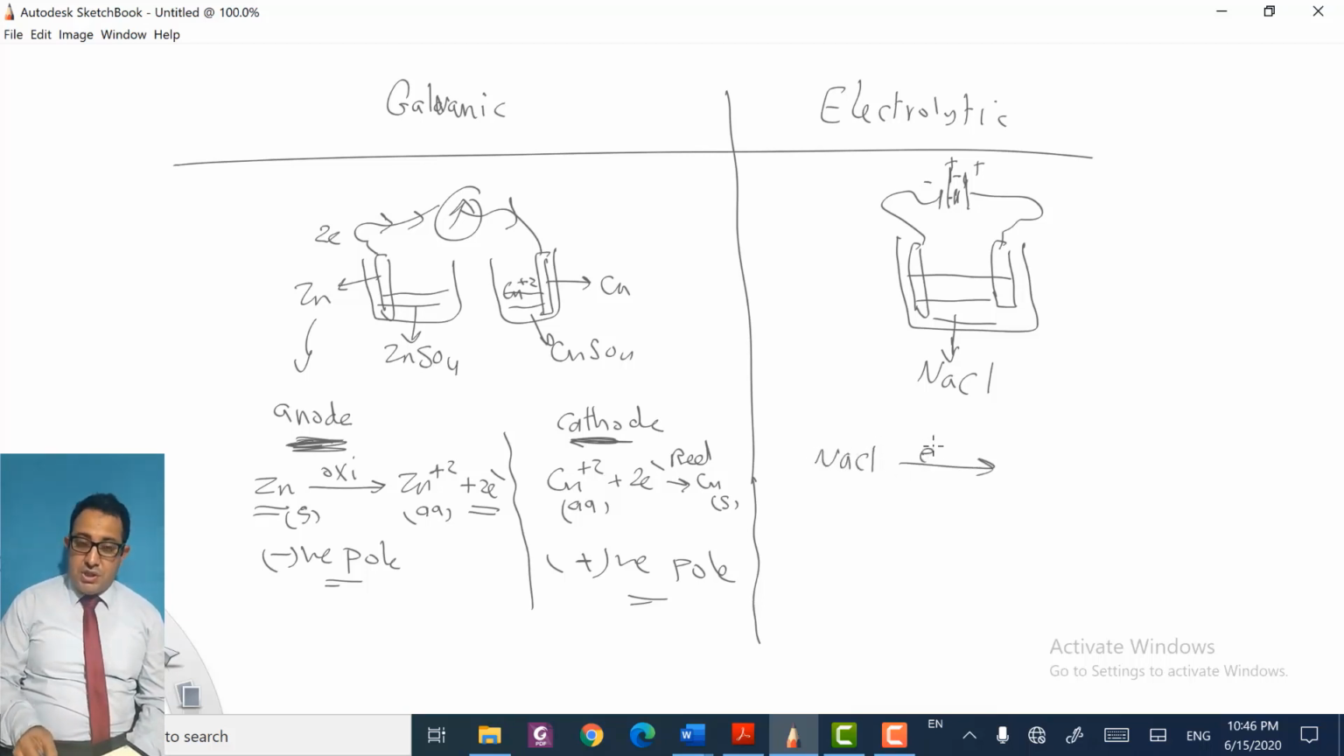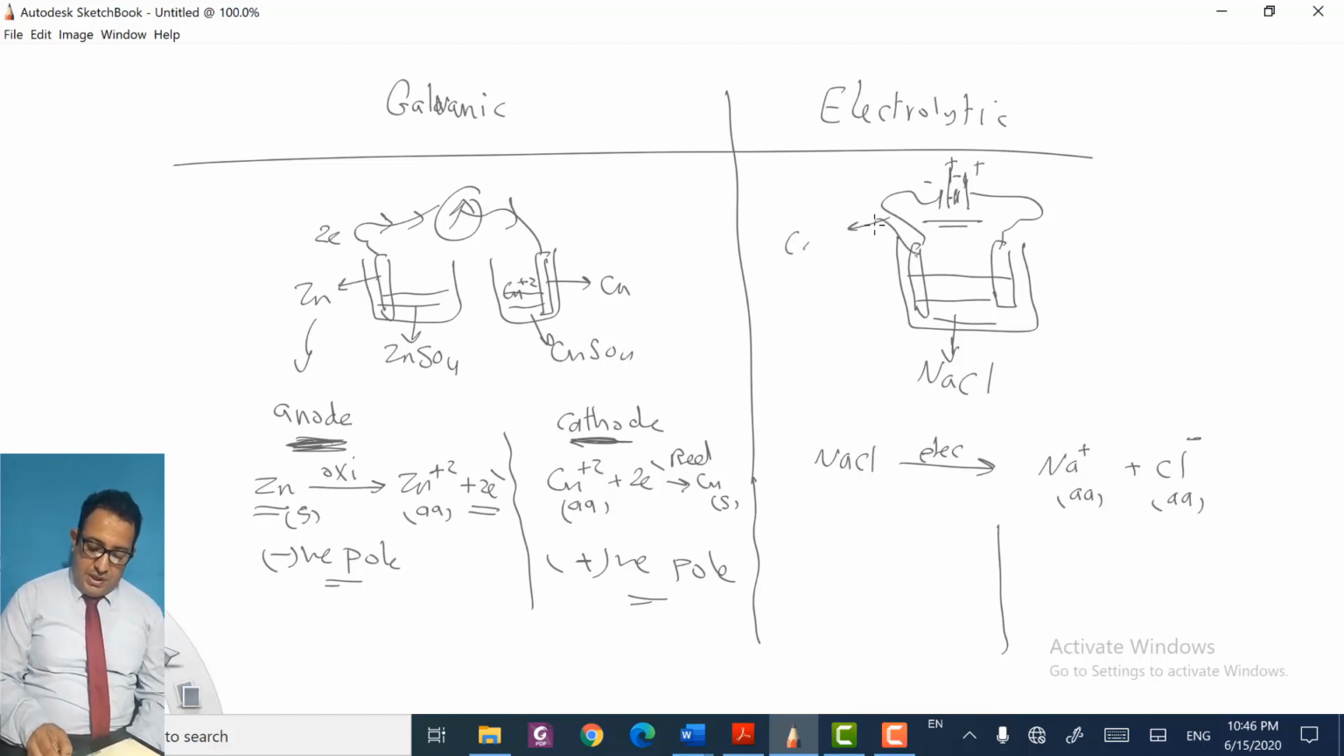This is the little change taking place in the electrolytic cell, like NaCl. Then we'll find the electrolysis taking place, changing the electric energy to chemical energy. It will be Na+ plus Cl-, aqueous. Then what is the reaction? The electrode that is connected with the negative pole is called the cathode, while the part that is connected with the positive pole of the battery will be the anode.